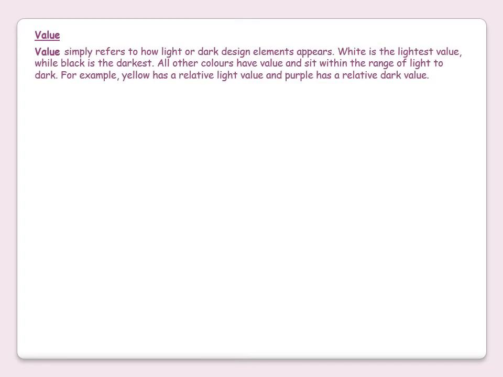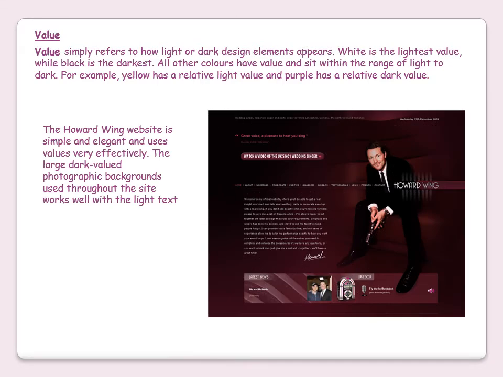Value. Value simply refers to how light or dark design elements appear. White is the lightest value, while black is the darkest. All other colours have value and sit within the range of light to dark. For example, yellow has a relatively light value and purple has a relatively dark value. The Howard Wing website is simple and elegant and uses value very effectively. The large, dark-valued photograph background used throughout the site works well with the light text.